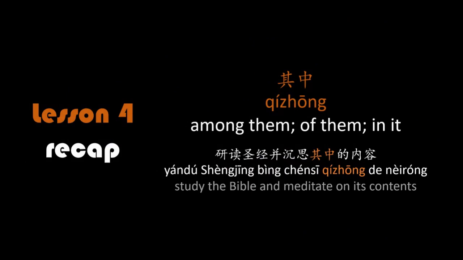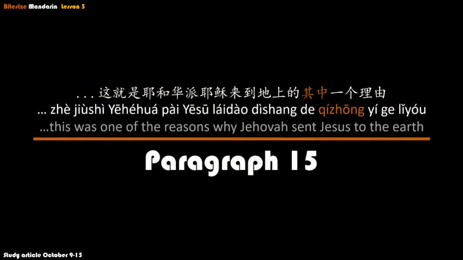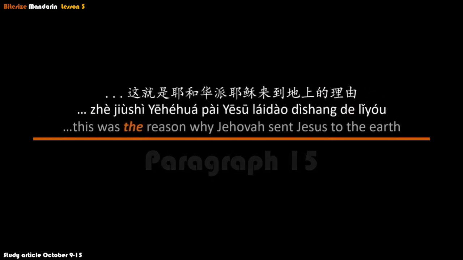Now we can expand on that by looking at paragraph 15 of this week's study article, which has this sentence. 这就是耶和华派耶稣来到地上的其中一个理由. This was one of the reasons why Jehovah sent Jesus to the earth. Now to emphasize what 其中 is doing here, we can take it out and see what happens to the sentence. 这就是耶和华派耶稣来到地上的理由. This was the reason why Jehovah sent Jesus to the earth.